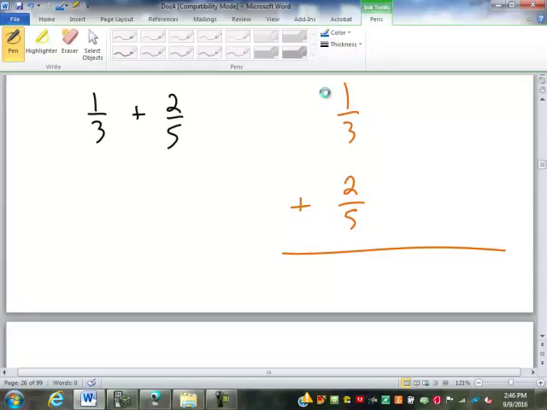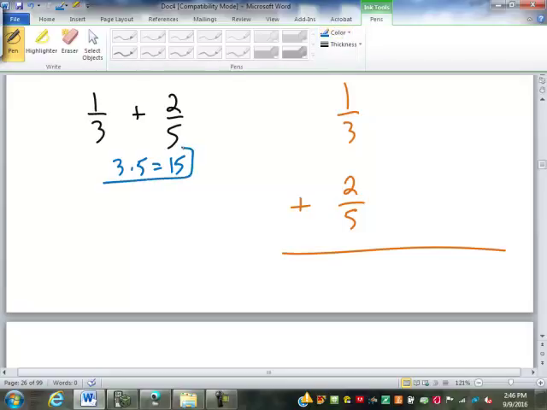One of them is just to multiply the denominators. 3 times 5 is 15. That will always be a common denominator. Now, you've always been told you have to find the least common or smallest common denominator. That's not necessarily true.